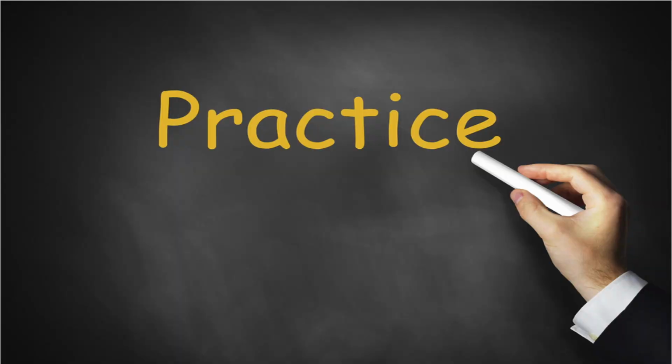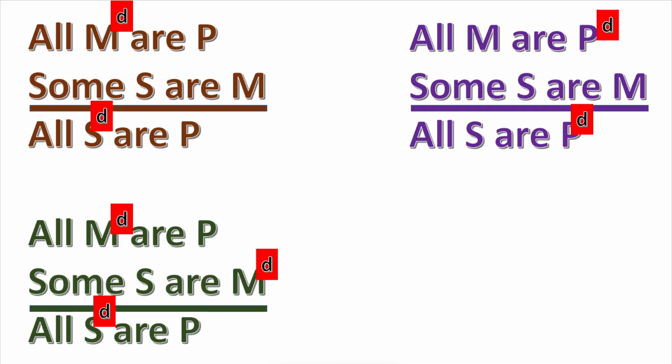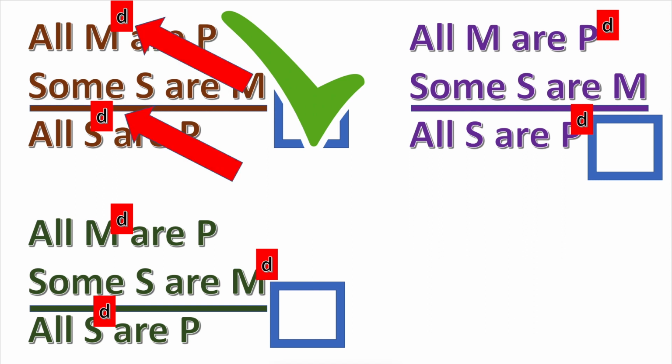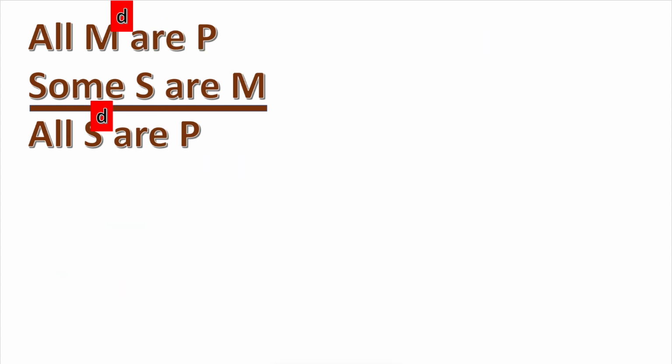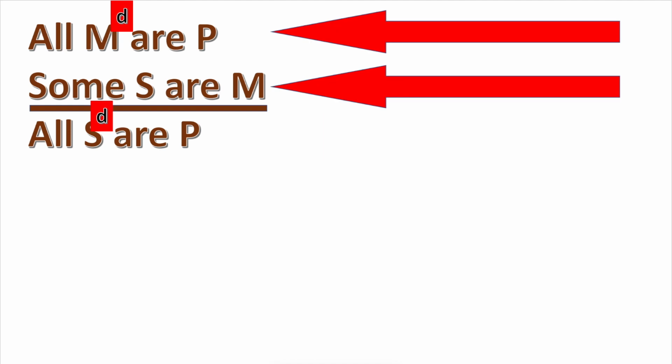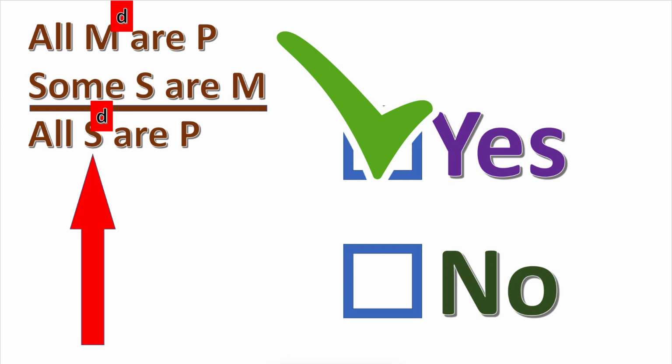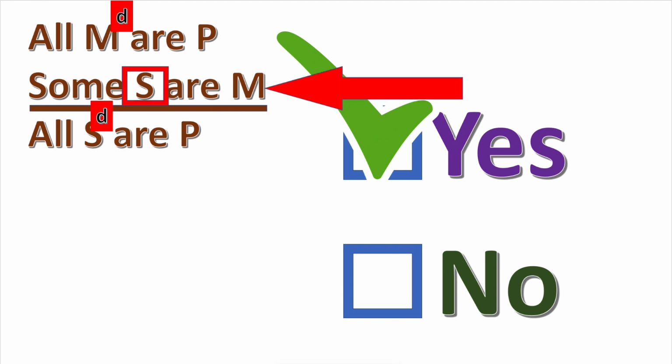All right, practice problem time. Choose the correctly marked terms. Press pause if you need more time. The answer will appear in 3, 2, 1. This syllogism's distributed terms are correctly marked. Now, is there a term that is distributed in the conclusion but not in the premise? Press pause. The answer in 3, 2, 1. The subject term is distributed in the conclusion but not in the premises.